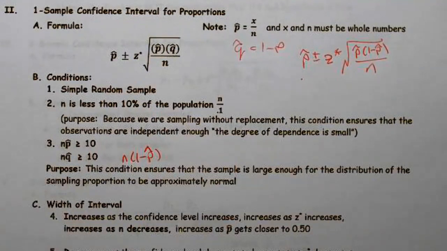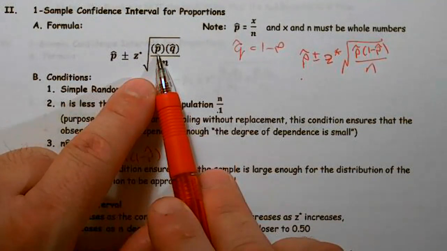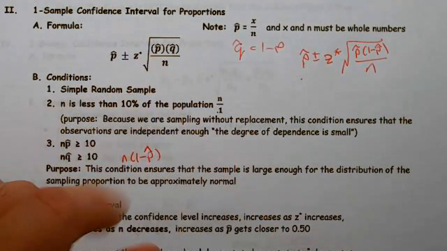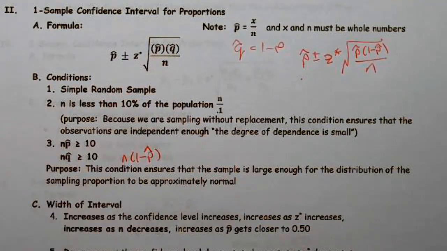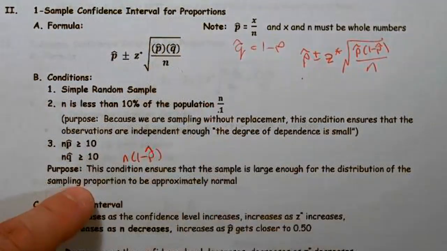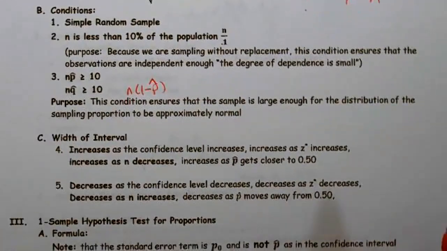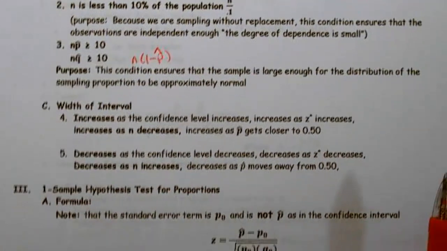All right? And then lastly, the confusing one. As my p hat gets closer to 0.5, the wider the interval is. When it's at 0.5, it is as wide as it possibly can be. All right? So at 0.5, that's the widest, that makes this part, this numerator, as large as it possibly can be. Decreases is just the opposite direction, so I don't need to really talk about that.